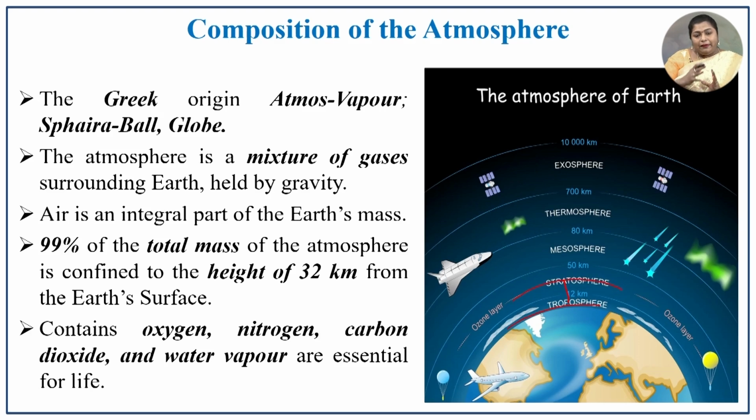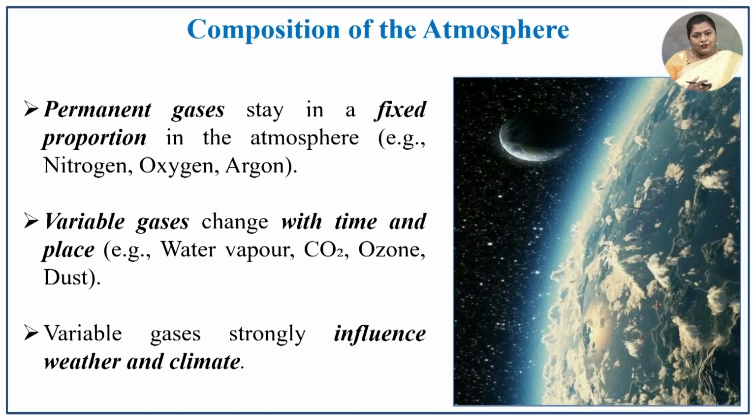The important gases present in this atmosphere are oxygen, nitrogen, carbon dioxide and water vapor, which are essential for biological life forms. There are permanent and variable gases present in the atmosphere. The permanent gases are nitrogen, oxygen and argon. Permanent gases means they are stable gases in the atmosphere.